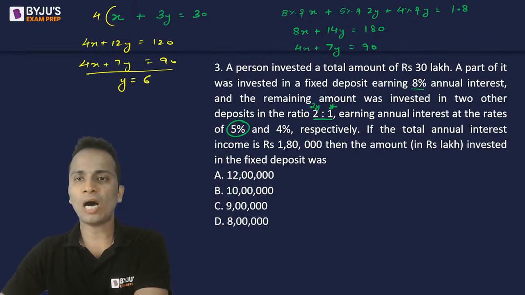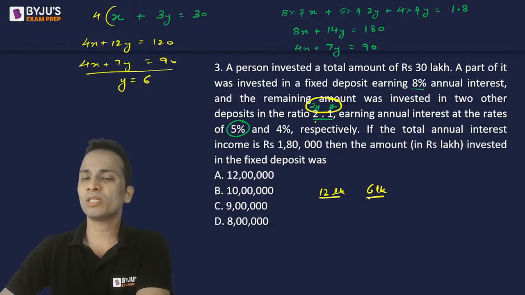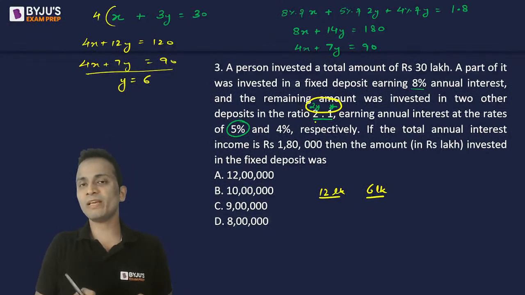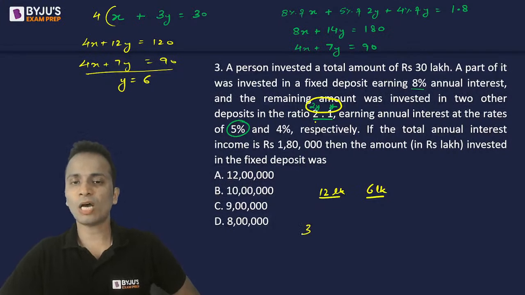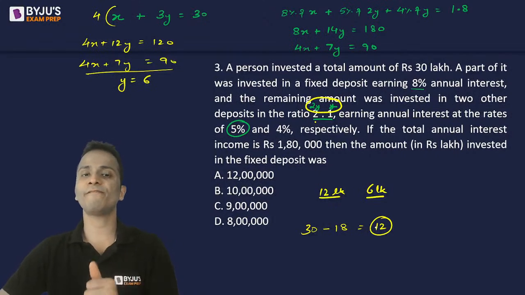Okay. So out of 30 lakhs, the money invested here is 2y, that is 12 lakhs, and y is 6 lakhs. So 12 lakhs is invested in the first and 6 lakhs is invested in the second. So 18 lakhs is the total money that was invested in the 5% and 4% schemes. The remaining money out of 30 lakhs must be invested in the fixed deposit. So 12 lakhs must have been invested in the fixed deposit.